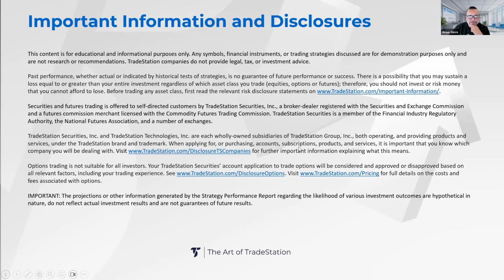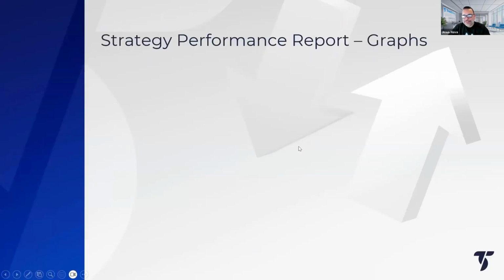All right, we're going to get started with the types of graphs that you can access when you do a historical backtest. Historical backtest is just a way of you applying entry and exit rules into a chart analysis window and have the strategy figure out where the entries and exits are. And what this report does, the strategy performance report, it compiles all that entry and exit data and generates performance graphs. So let's go ahead and take a look at them.